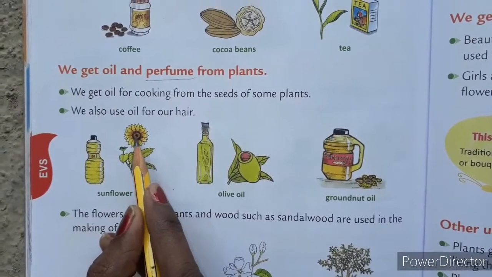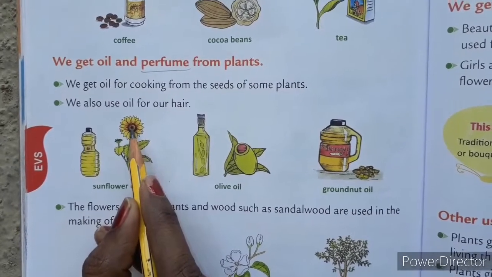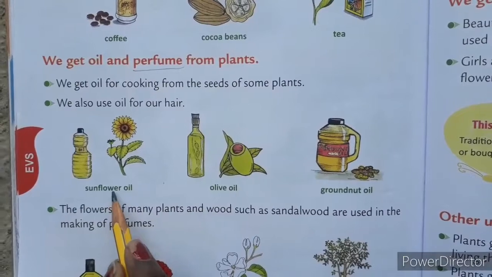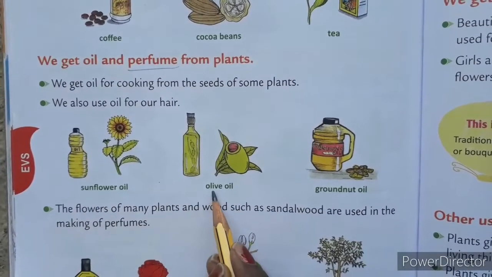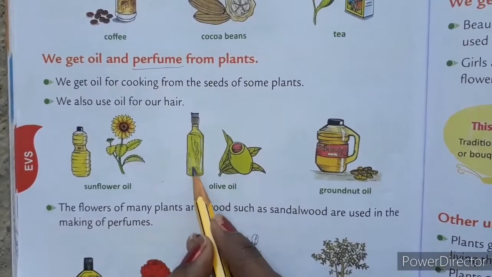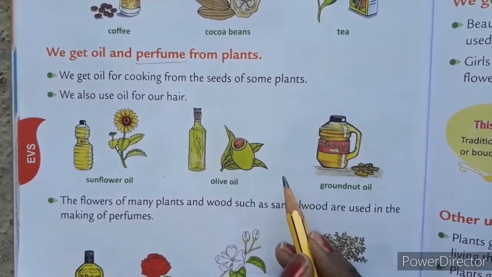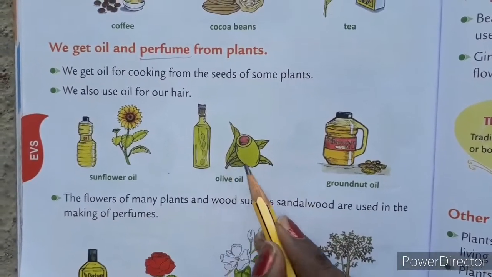In the middle of the sunflower, some seeds are there. We get sunflower oil from these seeds. Sunflower oil is used in cooking. Next, olive oil. This is olive oil. We get olive oil from this olive. This is also used in cooking.